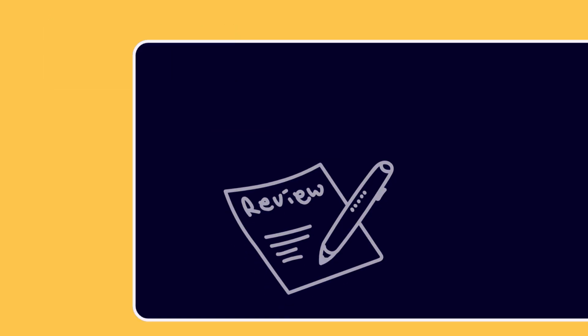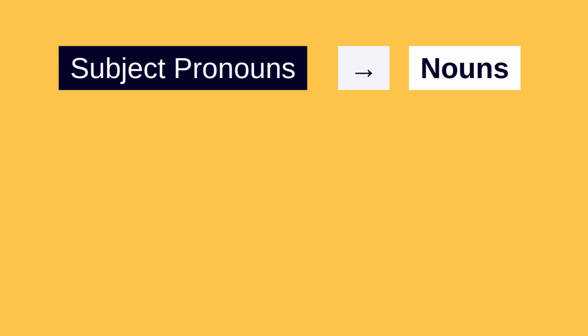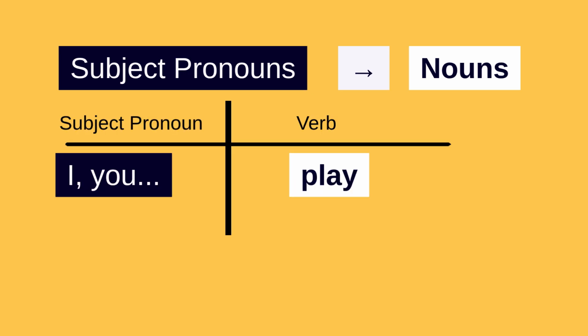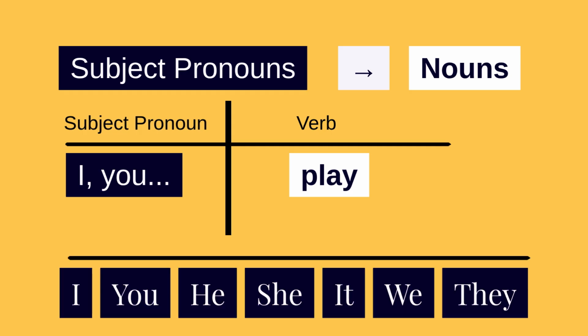Let's quickly review. Subject pronouns replace nouns and come before the verb. The 7 pronouns are I, you, he, she, it, we, they.